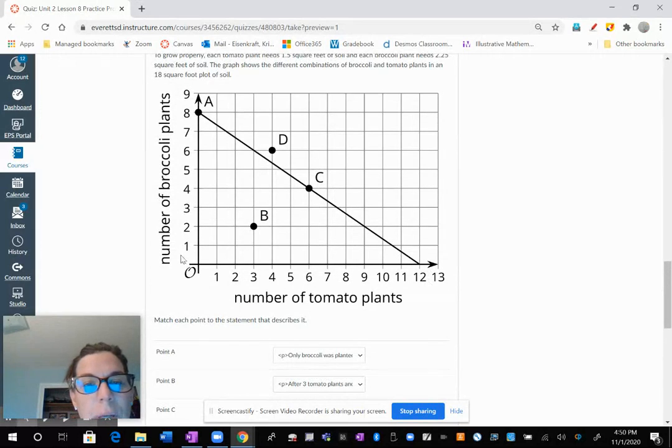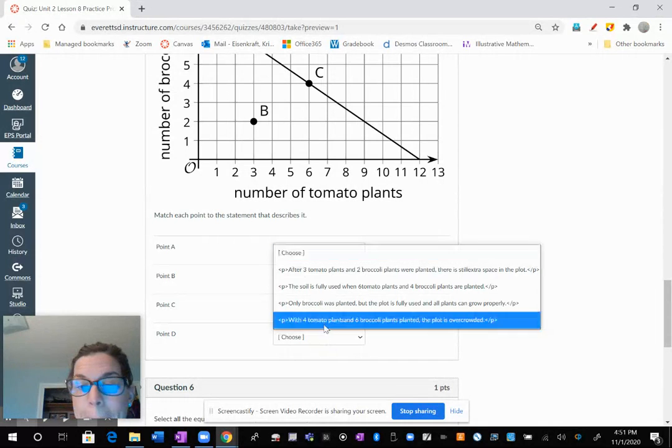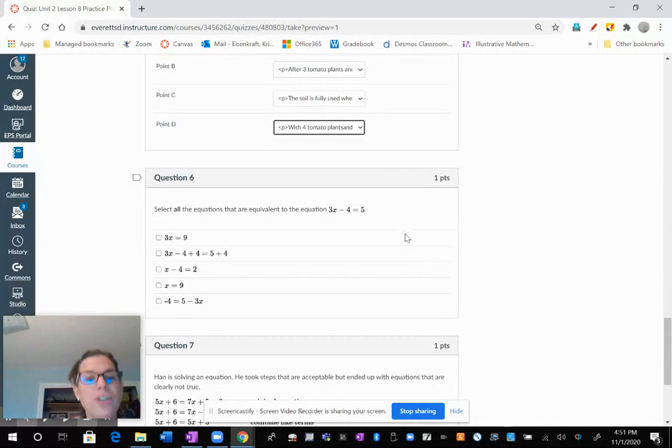And the last one, 4 tomato and 6 broccoli, is off of the line. It's above it. It's overcrowding. It needs more soil. Boom. Question 6. All righty.